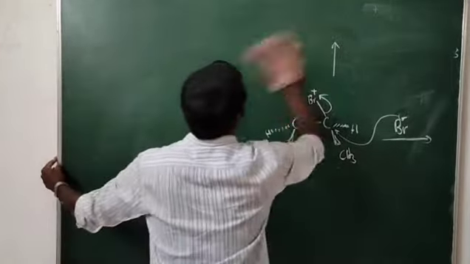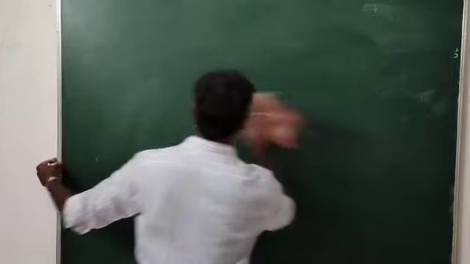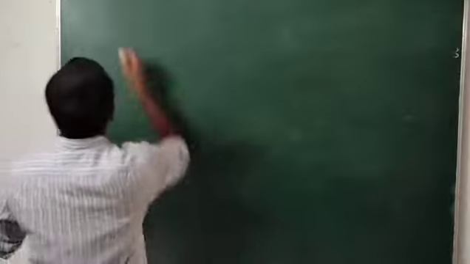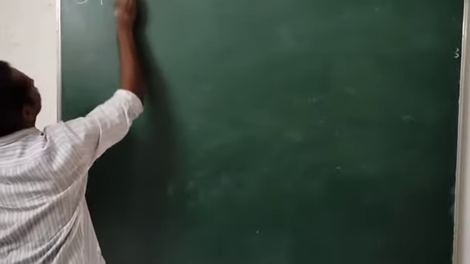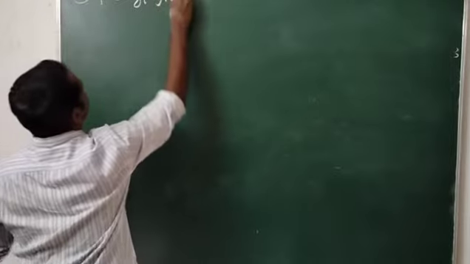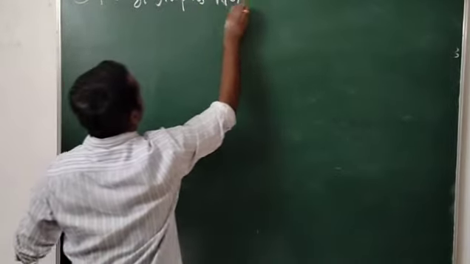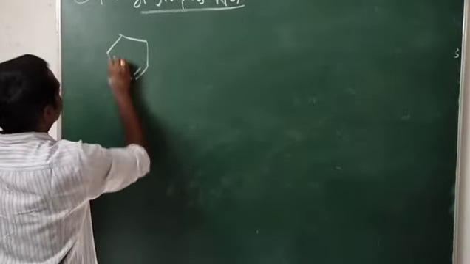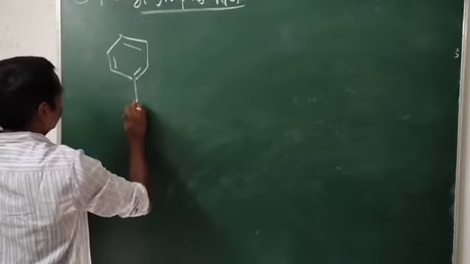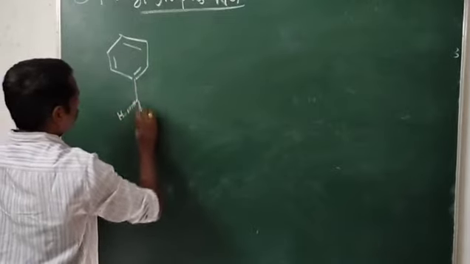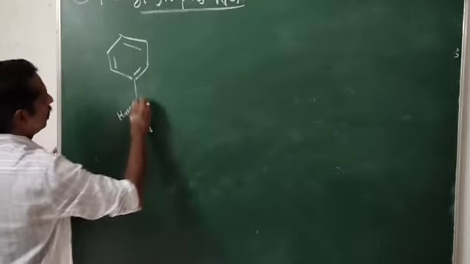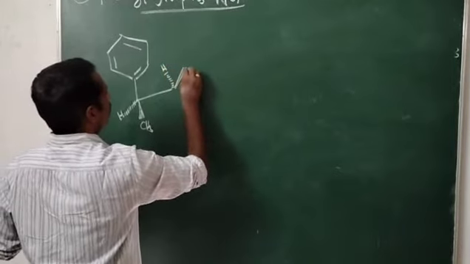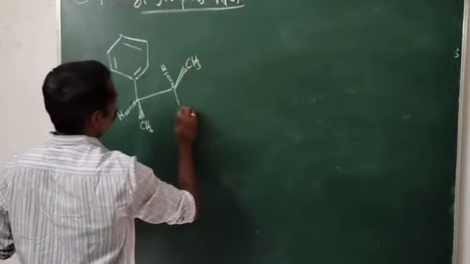Next is the third one, phenyl group. Phenyl group as a neighboring group. Example, a phenyl group, okay, H, here it is CH3, okay, and here it is H, here it is CH3, and here it is OTS.